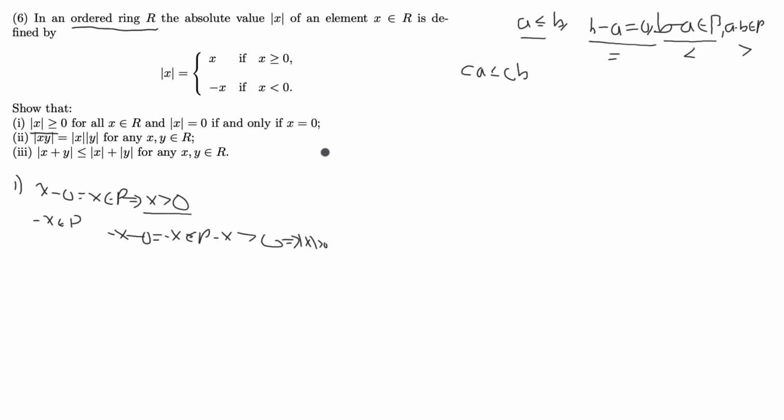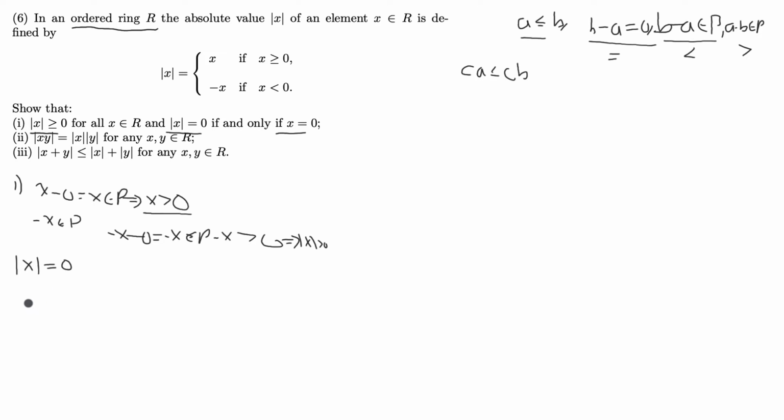Next, let's do the second half, and we've already proved one direction: that if x equals 0, then the absolute value of x is equal to 0. Next, let the absolute value of x equal 0. Well, by trichotomy, we know x either equals 0, is greater than 0, or is less than 0.